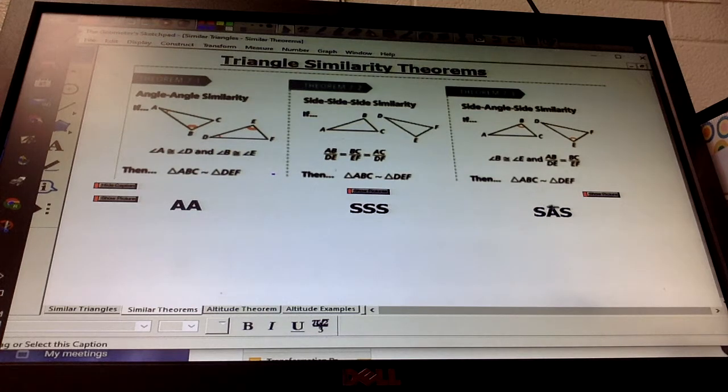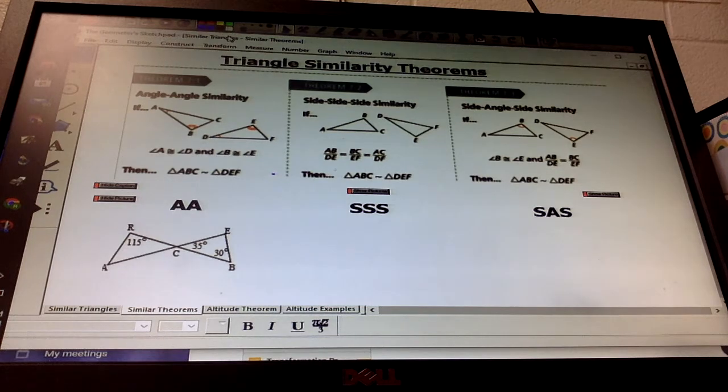All right, and then side angle side will be familiar from congruent triangles as well. But again, sides have to be proportional and angles have to be the same. All right, but the one that's probably new is this AA. So what you have to have in order to be similar is that all angles have to be the same. So here's an example of an AA theorem.